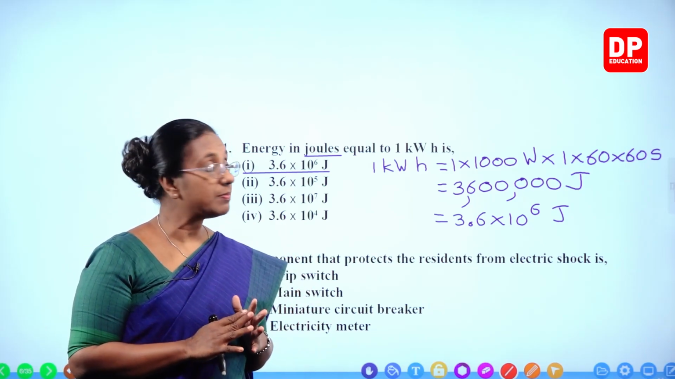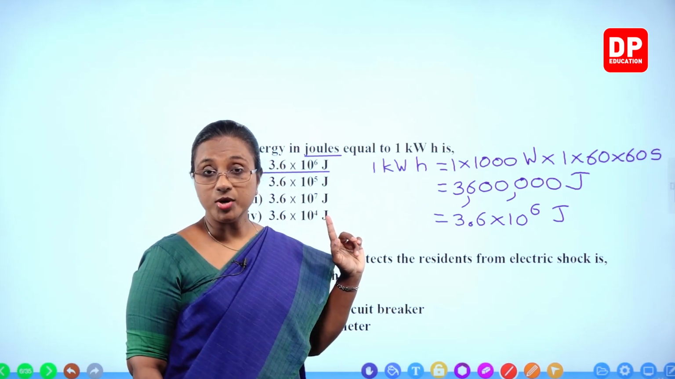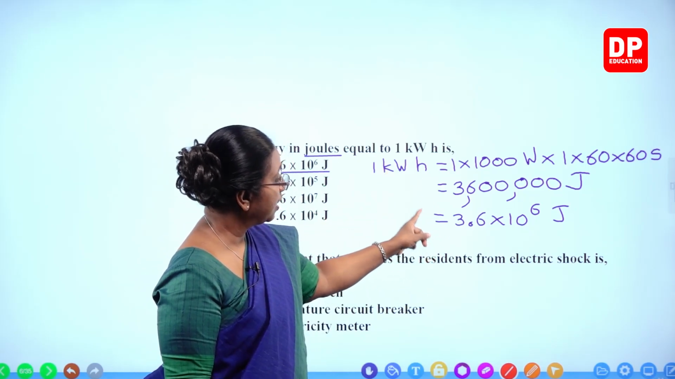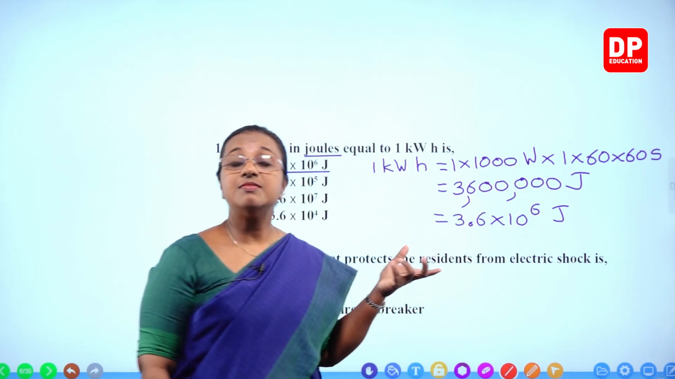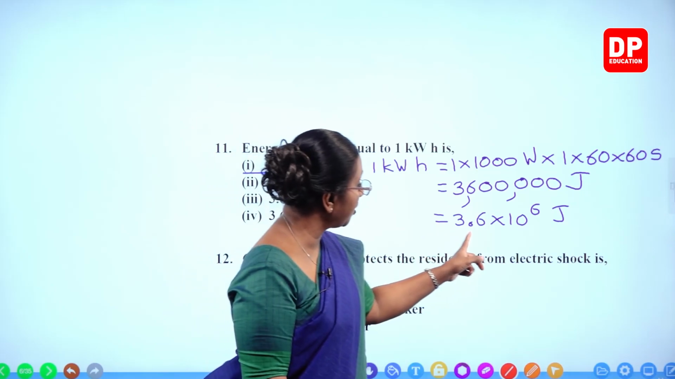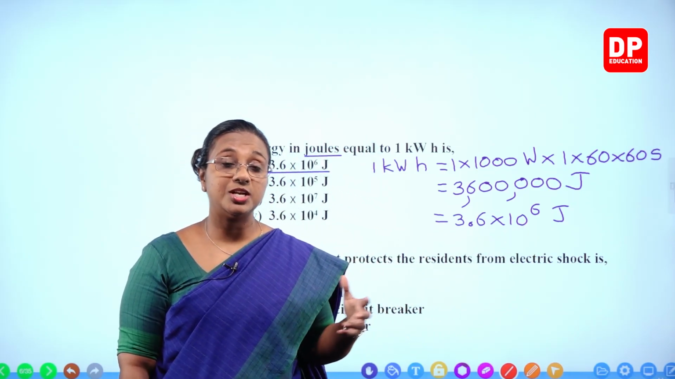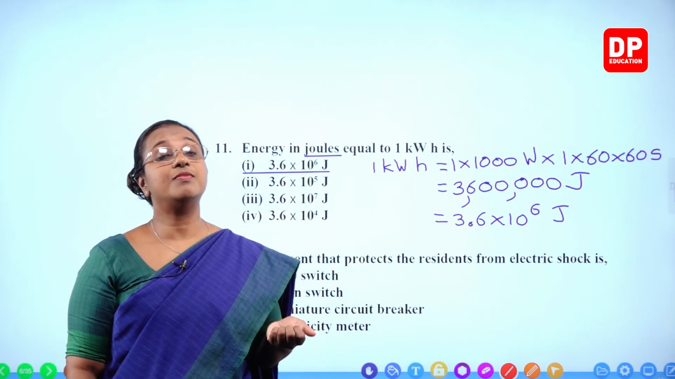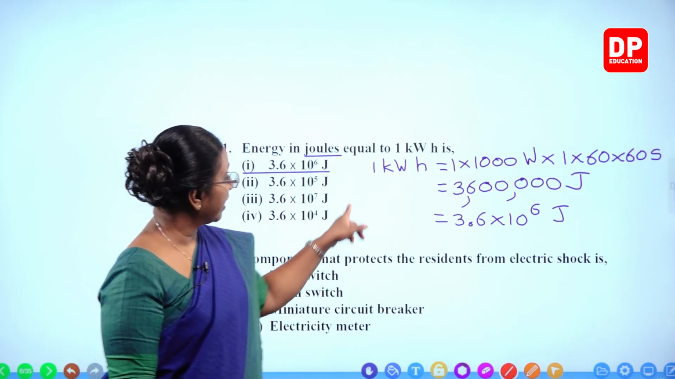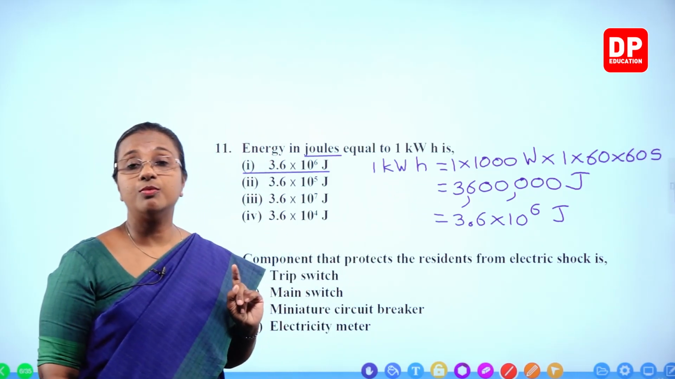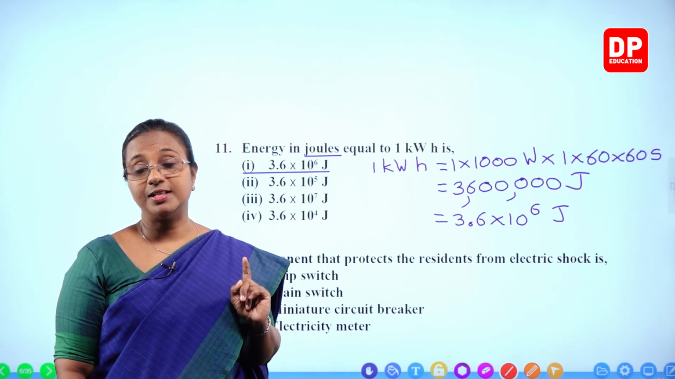So you have to remember, students, as a commercial unit we use 1 kilowatt hour. You can understand why. Now if it has to be 3,600,000, it is a very large value. Now 3.6 into 10 to the power of 6 joules is a very large value, especially when you consider the amount of electricity you consume in a month. So that is why they use this 1 kilowatt hour as one unit of electric energy consumed by the household.